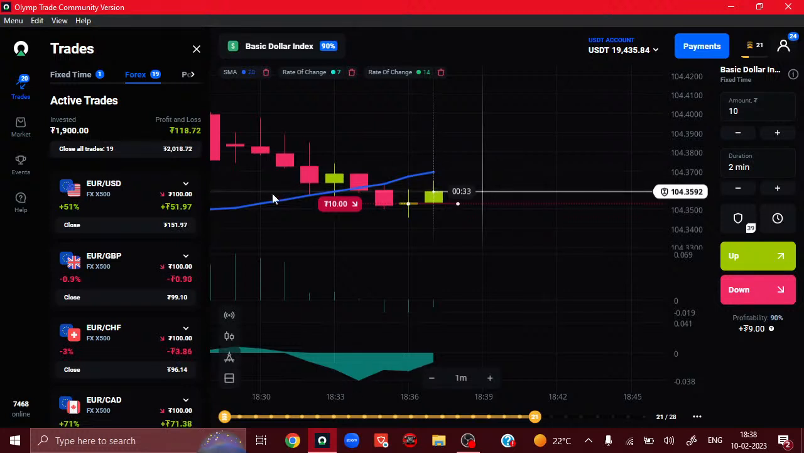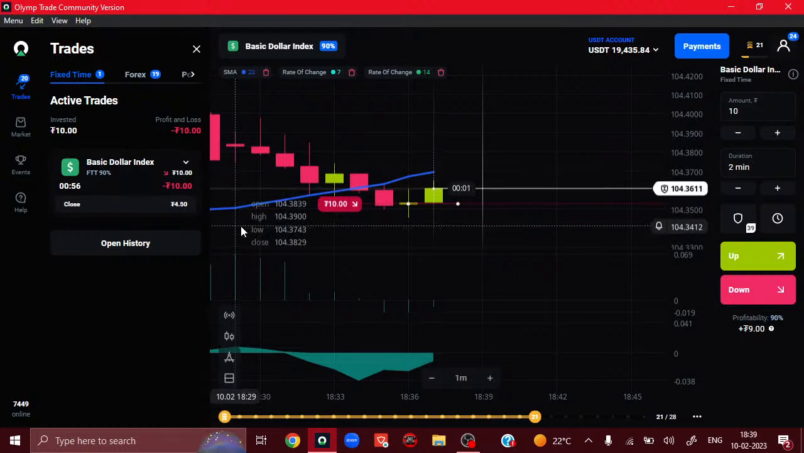Okay. So let us wait for this trade to close. Guys, I always try to use the martingale formula when I am trading. For example, if I lose a particular trade, let's say for $10, in the next trade I will increase the amount. Let's say I lost this trade for $10. In the next trade I will make a trade for $20, so that if I win the next trade, my previous loss is recovered and I will get some profit also. So let us wait for this trade to close first.